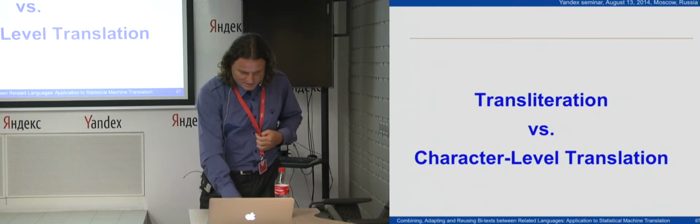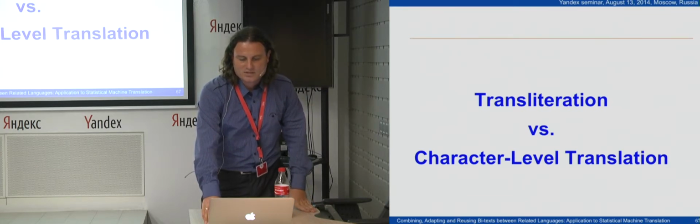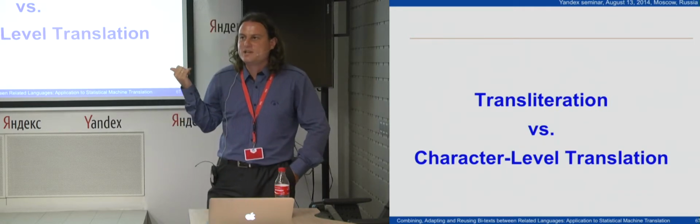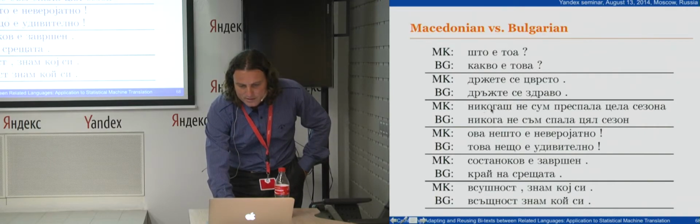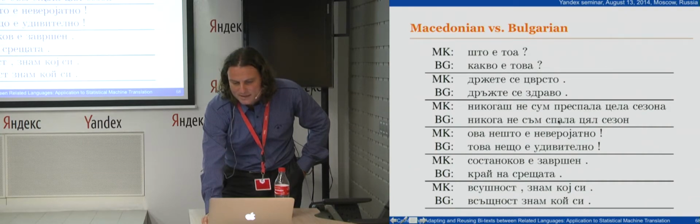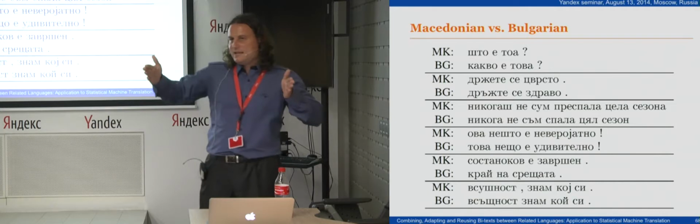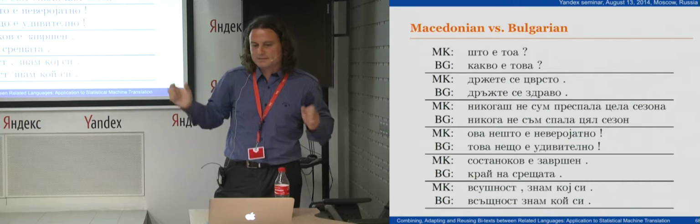Okay. The last thing I want to tell you from this part is about transliteration versus character level translation. Another technique that you can apply between closely related languages is character level translation. So going back to Macedonian and Bulgarian, you see that a lot of those differences are small, and you can hope to learn them at the character level. So the idea is that you don't translate with words, you just translate with characters. You say that every character, every letter is actually a word, and you build a model on that.